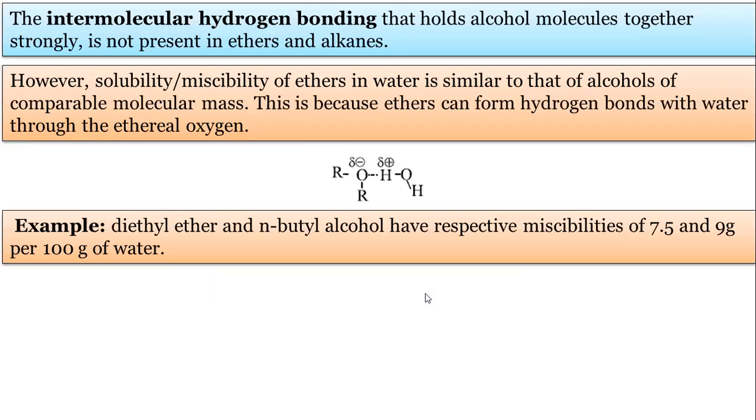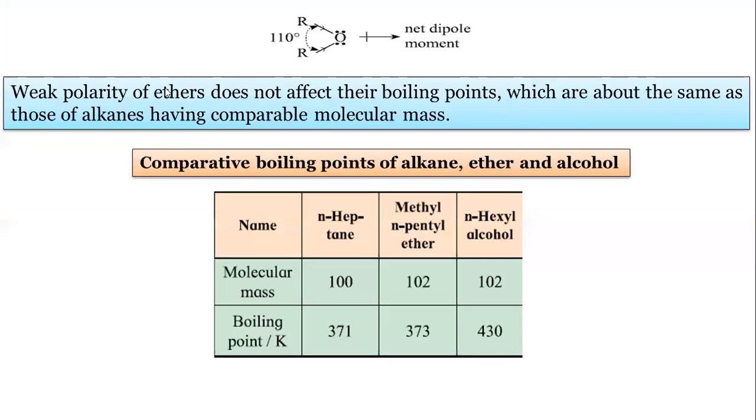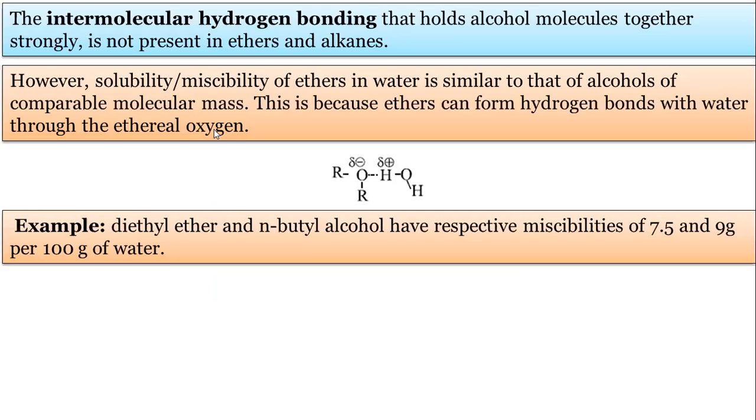But ethers can be soluble. Ethers can be soluble in water because there is an ethereal oxygen. See, this is ether, R-O-R, and this is an H2O molecule. This is not actually intermolecular hydrogen bonding. This is ethereal oxygen bonding. So due to this ethereal oxygen bonding, the ethers are soluble in water.